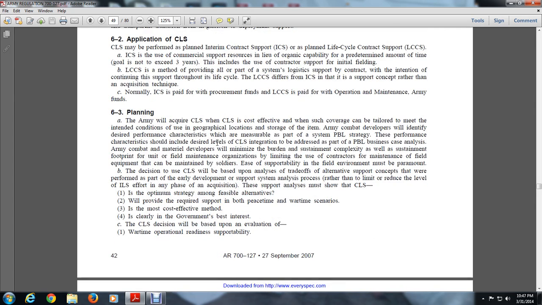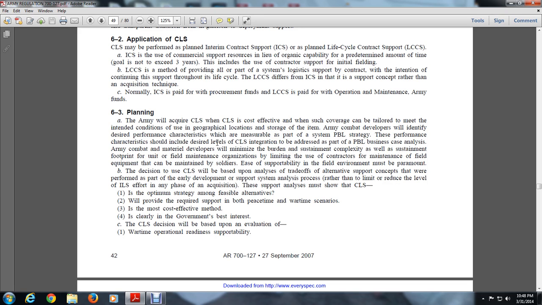6.3 Planning. The Army will acquire contractor logistics support when it is cost effective and when its coverage can be tailored to meet intended conditions of geographical location, storage of an item, and any combination. Developers will identify desired performance characteristics, which are measured as a part of the system. The PBL strategy: the performance characteristics should include desired levels of contractor logistics integration, to be addressed as a part of the PBL business analysis.